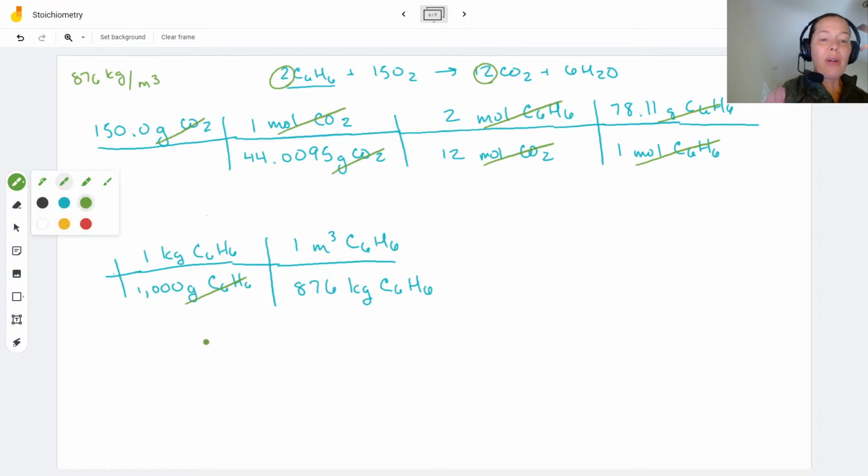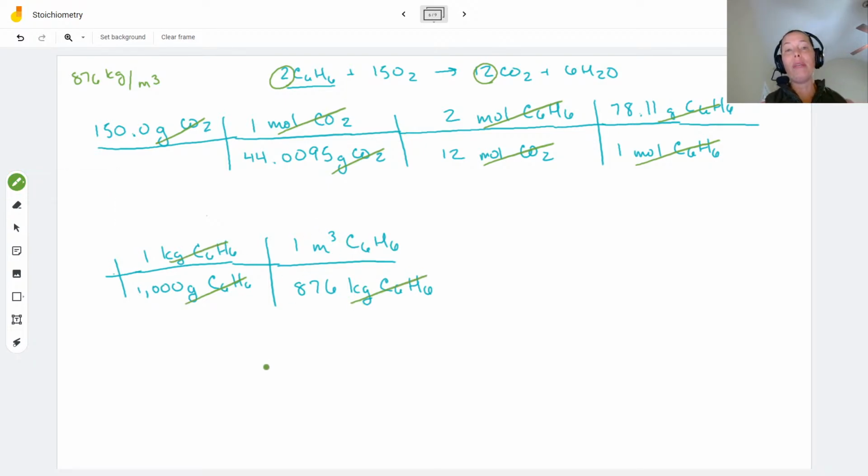So at this point, what I've done is I've converted from a mass into a volume. Meters cubed is a volume. You can picture a cube that is 1 meter by 1 meter by 1 meter, and that is a meter cubed. It's a volume, it's a box. But my problem asked me for milliliters, so I can't just stay in meters cubed. I need to convert to milliliters. Now, unfortunately, there's not just one simple way to convert from meters cubed into milliliters.